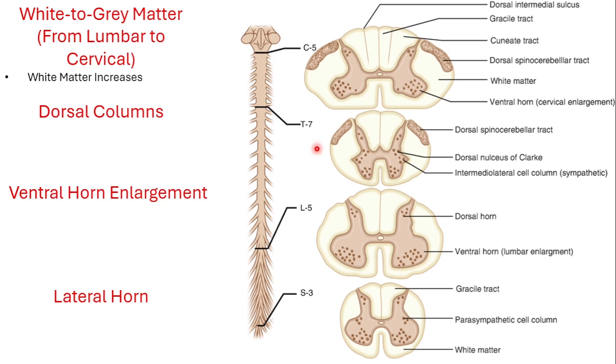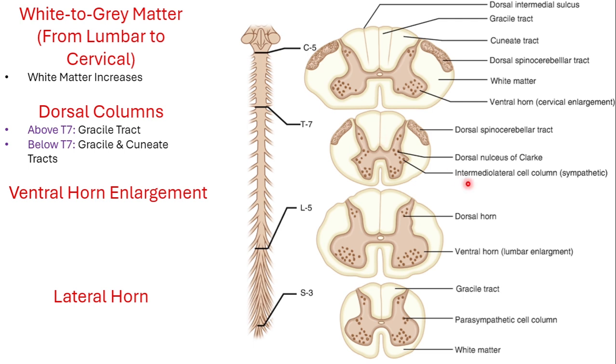So to recap, below T7, we only have the gracile tract, and above T7, we have the gracile tract and the cuneate tract, okay? That's actually a typo on the slide. So above T7, we have both the gracile and the cuneate tract, and below T7, we have the gracile tract only, okay? So the third factor is the ventral horn enlargement.